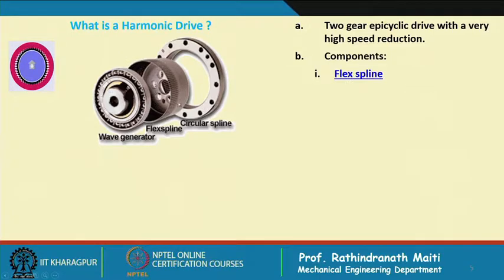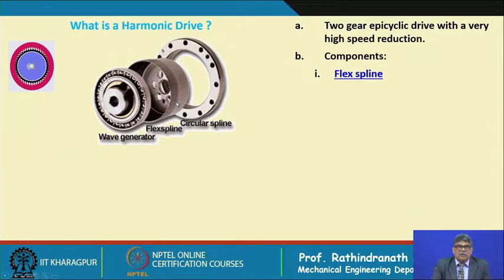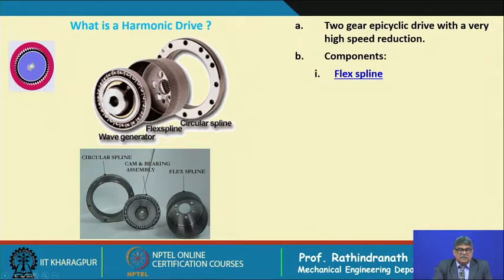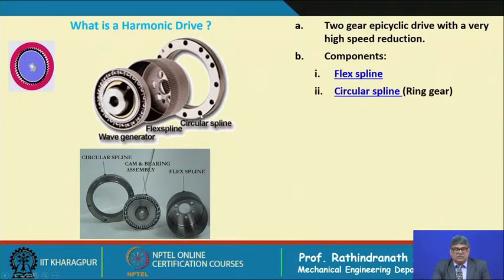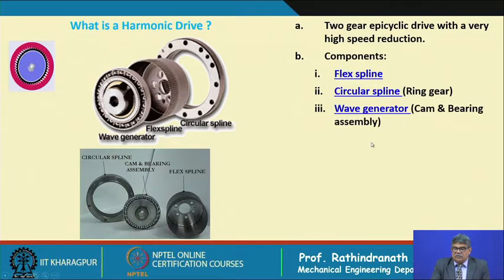One component is the flex spline. This flex spline, or you can call it flex gear, is the pinion inside the ring gear, the circular gear. So these are the 3 basic components: the first one the flex spline, the second one this ring gear, and the third one the wave generator cam, and this is of course not a single component.